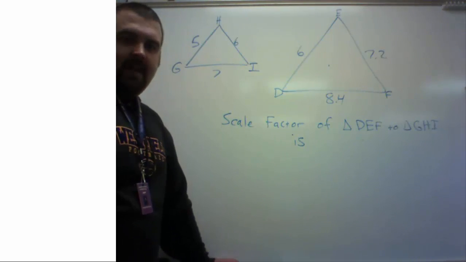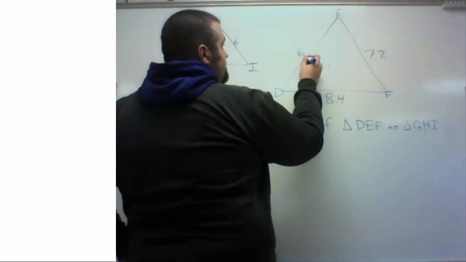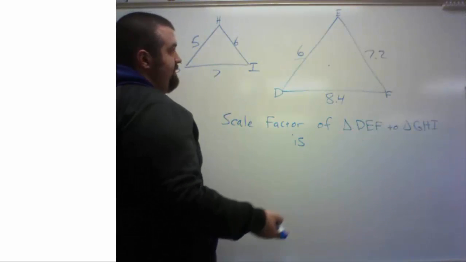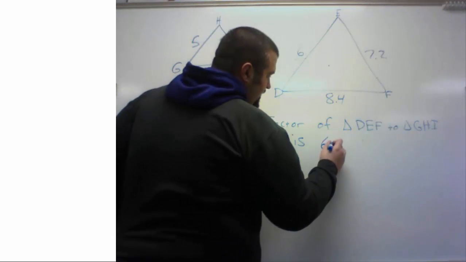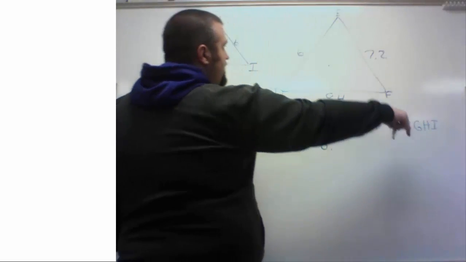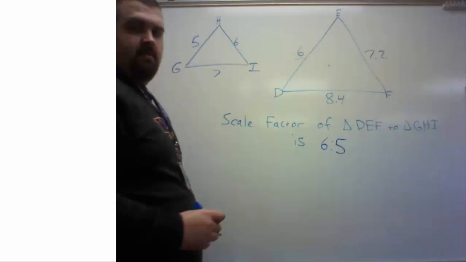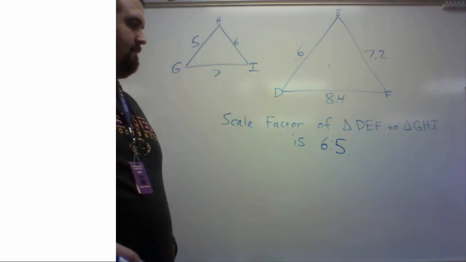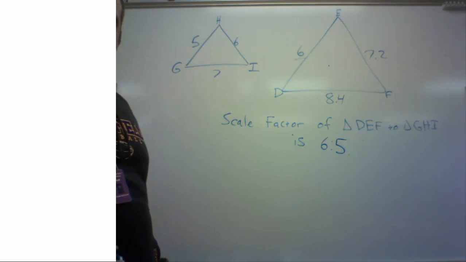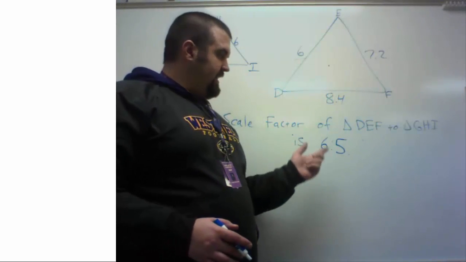Now, if I look at triangle DEF, only one of the sides is a whole number, and that's this length right here. That's the first two letters. So if I was going to compare these two, I'm probably going to choose 6 here, and I'm going to compare it to, well, DE matches up to GH, which is 5. Can I simplify 6 to 5? Well, 5 is prime, and 5 doesn't go evenly into 6. Leave it at this. The scale factor of this triangle to this triangle is 6 to 5.